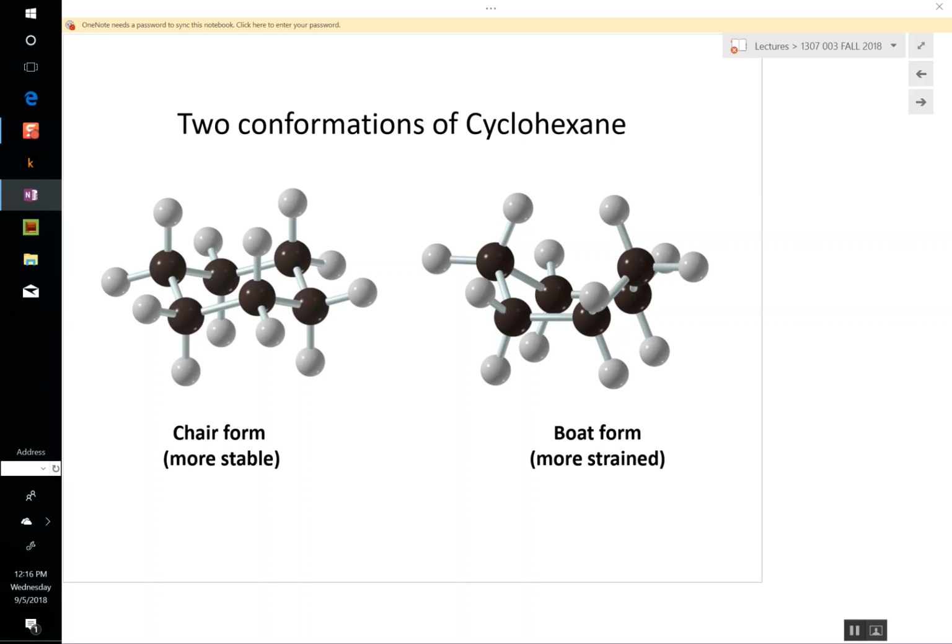Yes, Hannah? So the top carbon does not have any hydrogen surrounding it? Yeah, it does. I just didn't go that far.